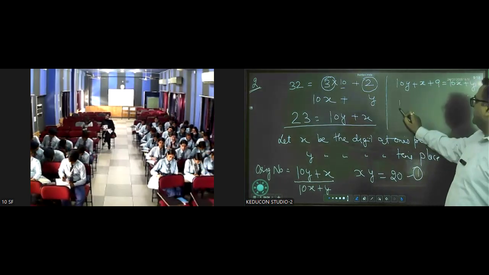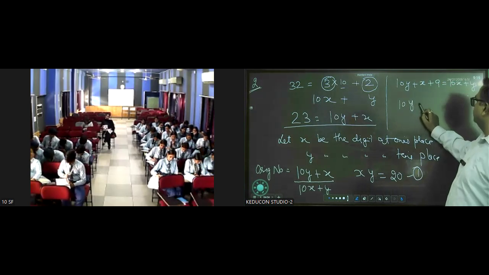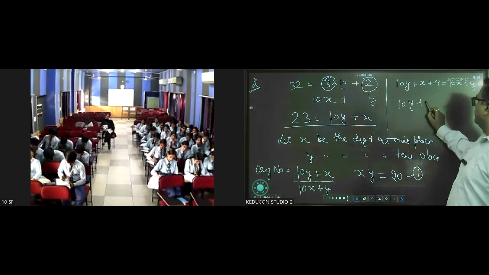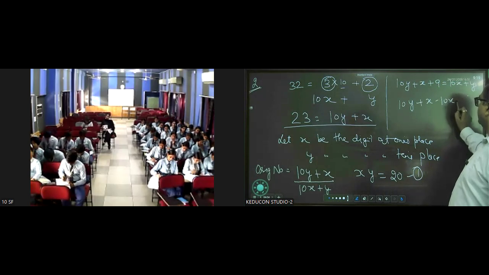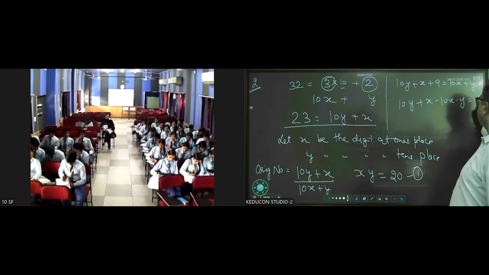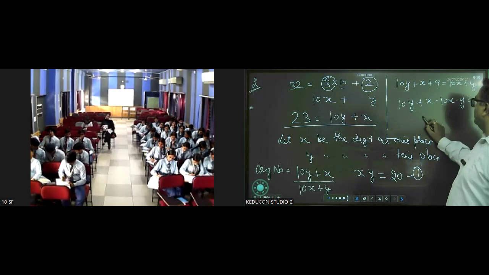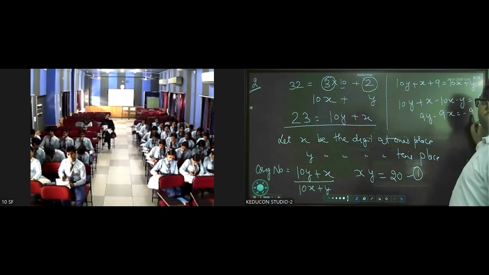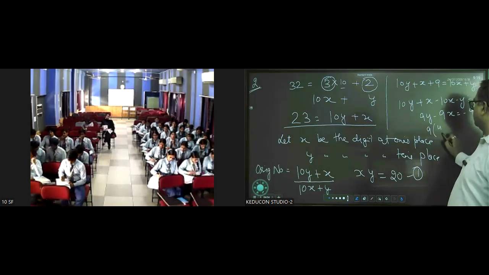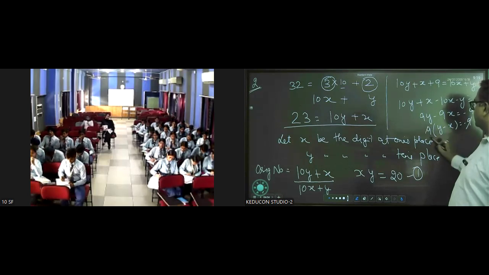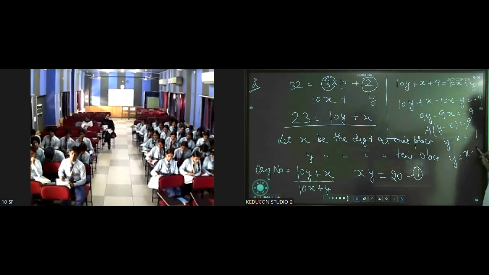Let's see. You take the variables on one side, 10y plus x minus 10x minus y equal to minus 9. So you got 9y minus 9x equal to minus 9, right? So 9 will be common. y minus x will be equal to minus 1. So this cancel, means y minus x equal to minus 1. And the value of y will be x minus 1.